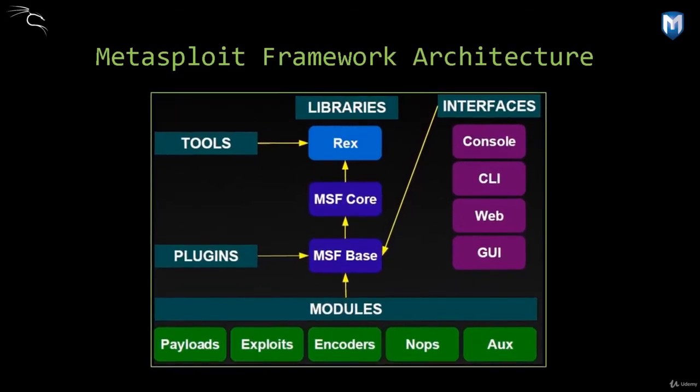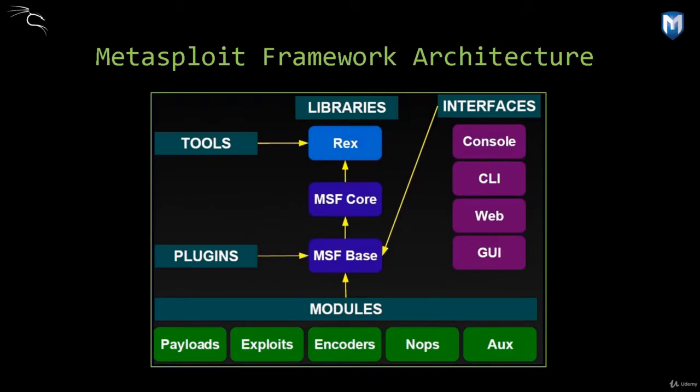So on the screen, you can see the framework architecture. You can access Metasploit using its interfaces, either through the console using MSF console or command line interface, or the web version, or other GUI tools that we will discuss later. The underlying modules of Metasploit are mainly 5. They are payloads, exploits, encoders, NOPs, and AUX. So let's start here with basic definitions before going into the details.